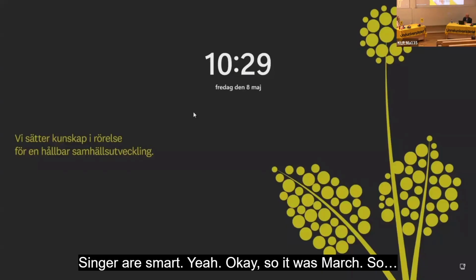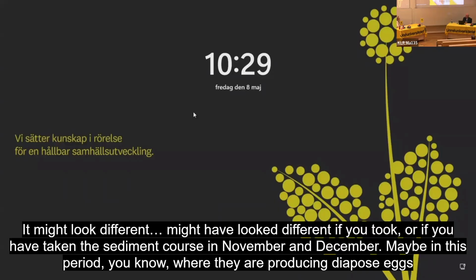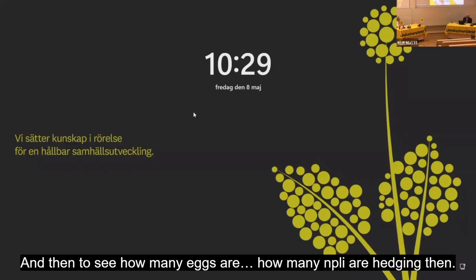So it might have looked different if you had taken the sediment cores in November and December, maybe in the period when they are producing diapause eggs, and then seen how many nauplii hatch then.